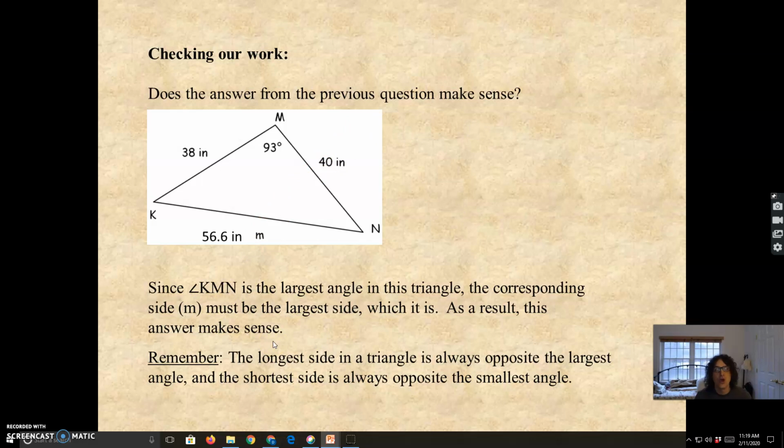Now remember, the longest side in a triangle is always opposite the largest angle, and the shortest side is always opposite the smallest angle. So if you're looking at this triangle, you would say, this is the largest angle opposite the largest side, and this would be the smallest angle opposite the smallest side, and this would be the guy in the middle, angle opposite the middle side, if that makes sense to you. Again, largest angle, largest side. Most likely, you can see here, this would be the smallest angle, the smallest side, and this would have to be the middle angle, middle side.